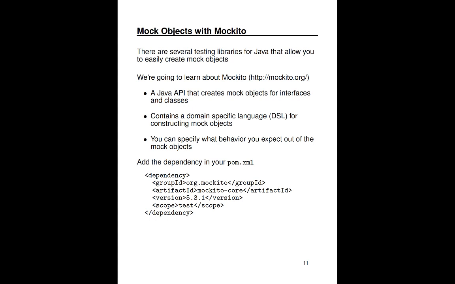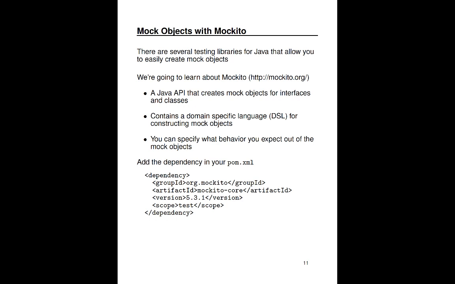What Mockito gives you is a very rich API, a Java API, for creating these mock objects, for configuring them to have the behaviors that you want, and then assessing the interactions that the code under test has with those mock objects. It provides what's called a domain-specific language, or DSL, for creating the mock objects and configuring them the way that you want. And you can also specify the behavior, or I think of it as programming the mock objects to behave in the way that you want. And we'll see examples of this shortly.